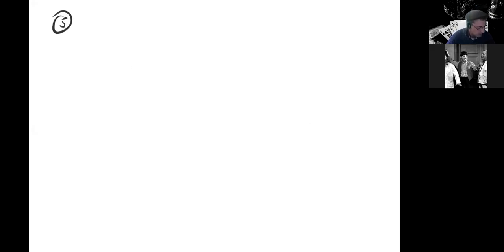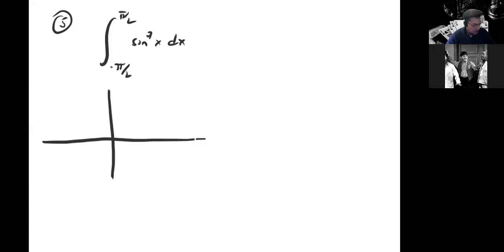Okay, so now we come to the integral from minus pi over 2 to pi over 2 of sine to the 7th of x dx. And this is a trick question. It's an odd function, and what does an odd function do? An odd function has the property that whatever it does to the right of the y-axis, it does the mirror image with respect to the x-axis.